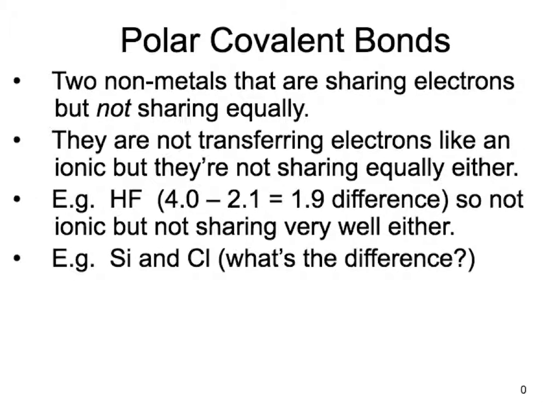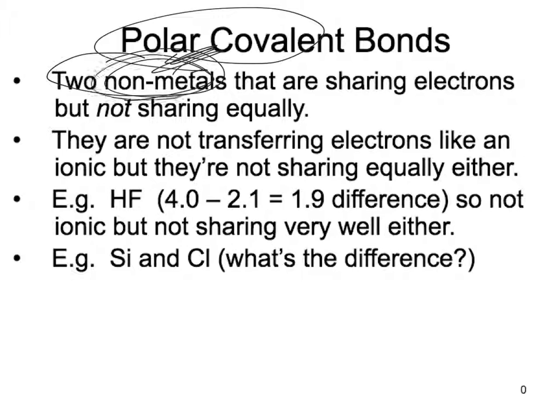Now, of course, those are two ends of the spectrum. You can also have something called a polar covalent bond, meaning two nonmetals that are sharing electrons but not sharing them equally. So they're not transferring, okay, but they're not sharing equally either. This again is covalent, so two nonmetals. So if you look at H and F, those are two nonmetals. They have a difference, so they're not ionic because they're two nonmetals, but they're not sharing equally at all either. And then you could look up the values for Si and Cl, and you're going to find that Cl, I think, has a value of 3. I can't remember what Si has, but there's a difference there. So we're going to say that that bond is polar covalent.